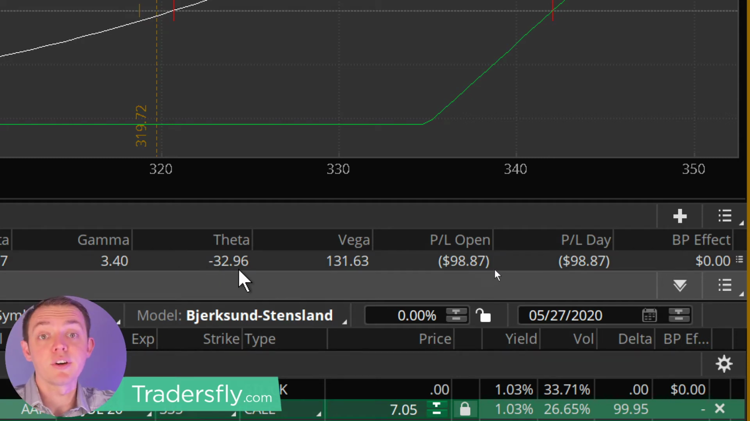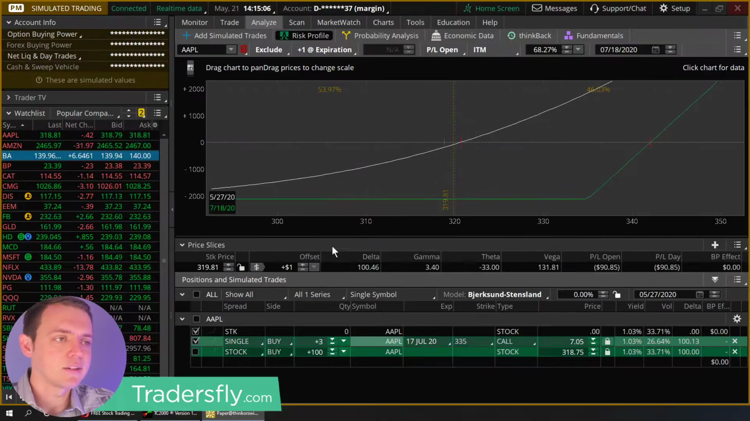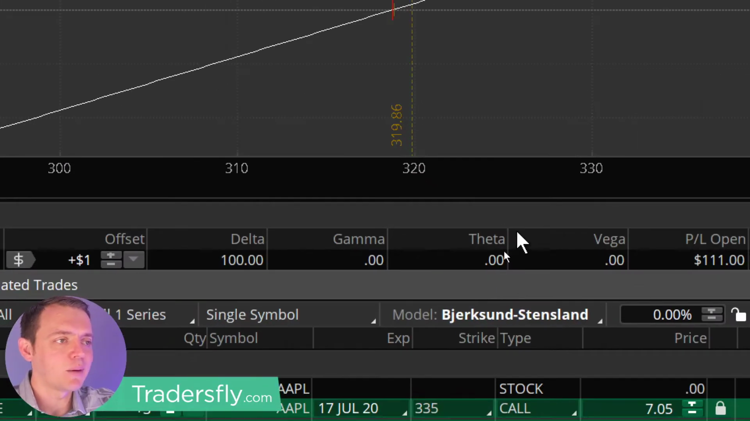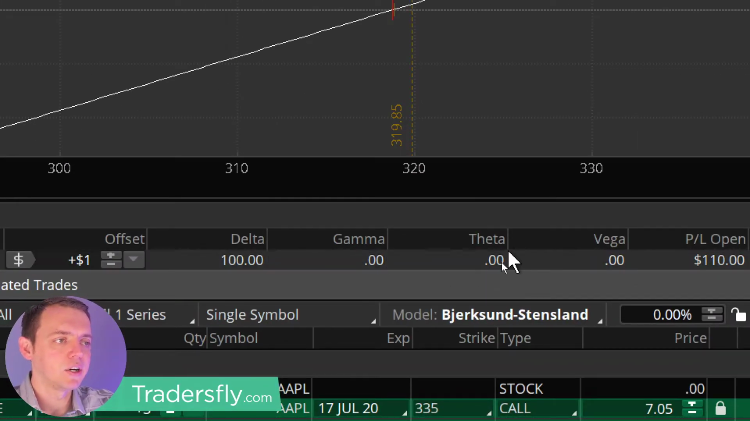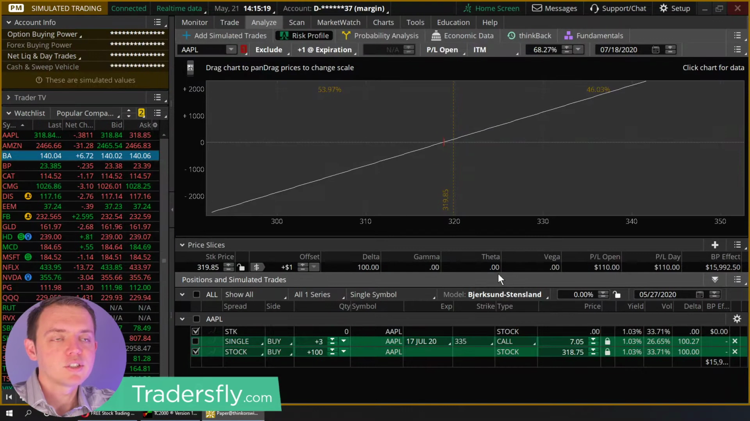It goes from 31 to 32 to 33 to 34. It's an accelerated time value. It's exponential. It's not linear. Whereas with a stock, you don't have any theta problem. You don't have any time problem here. So in this case, you could basically just hold on to the stock forever. So that's kind of the difference.